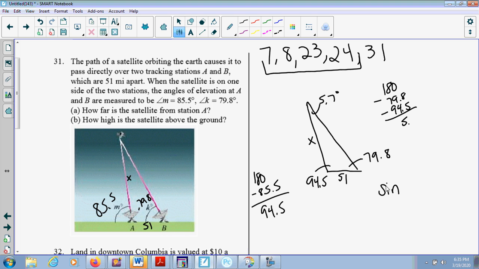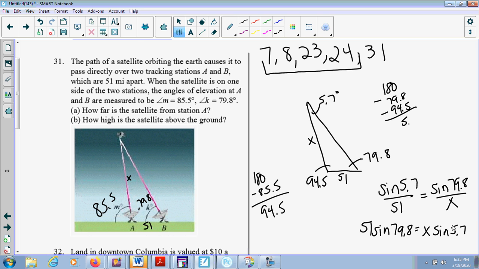So sine of 5.7 over 51 equals sine of 79.8 over x. Cross multiply, so 51 sine 79.8 is equal to x times sine of 5.7. So we'll divide by sine of 5.7 on both sides. So 51 sine 79.8 divided by sine of 5.7. That will give us 88.18.